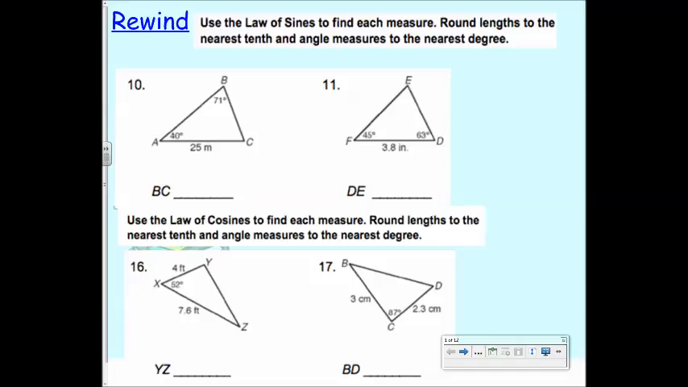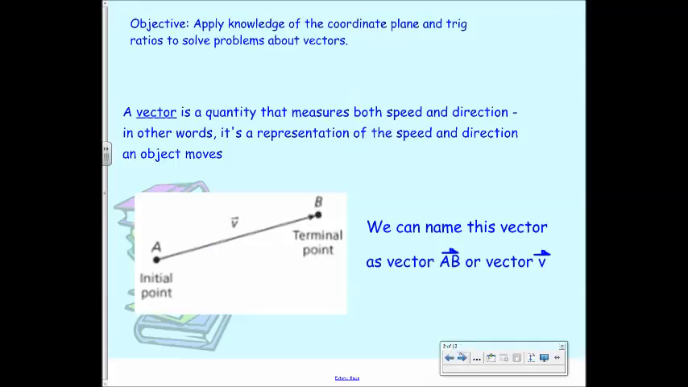So a vector is a quantity that measures speed and direction. In other words, it represents a speed and direction that an object moves. So essentially, vector AB right here is some object moving from A to B, where A is called our initial point. Why do you think that's called the initial point? That's where it starts. And then B is the terminal point because that's where it ends. Okay, so yes, very obvious. Initial where it starts, terminal where it ends.